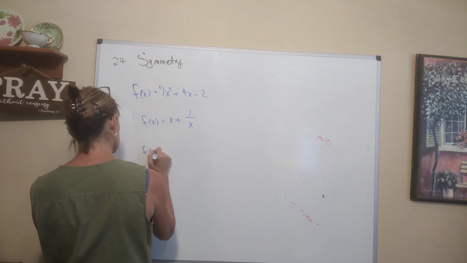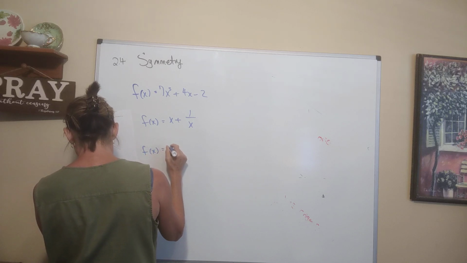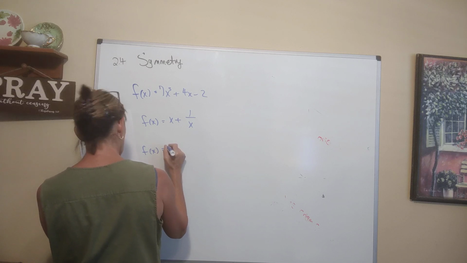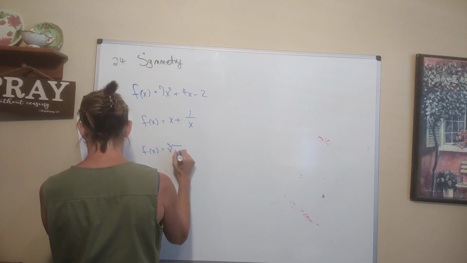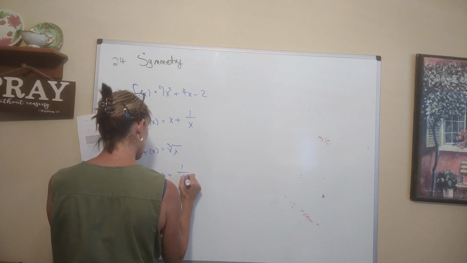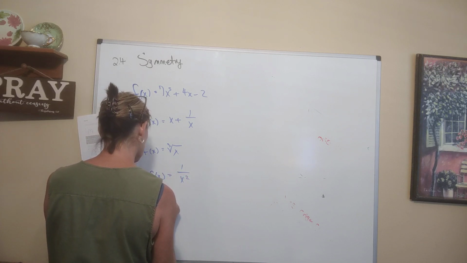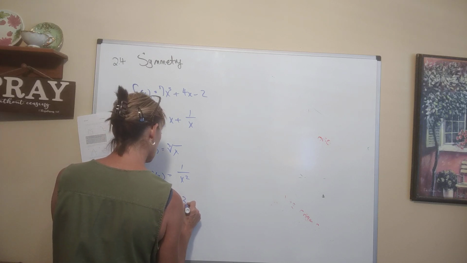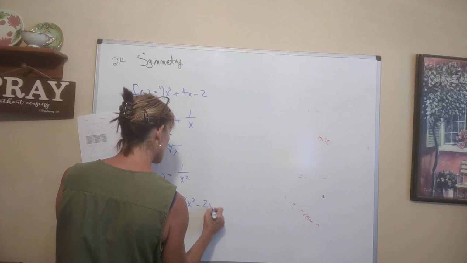f of x is equal to 7x cubed plus 4x minus 2. Or f of x is equal to x plus 1 over x. Or f of x is the cube root of x. Or f of x is 1 over x squared. And I'm just going to add a bonus problem. f of x is 3x squared minus 2x.